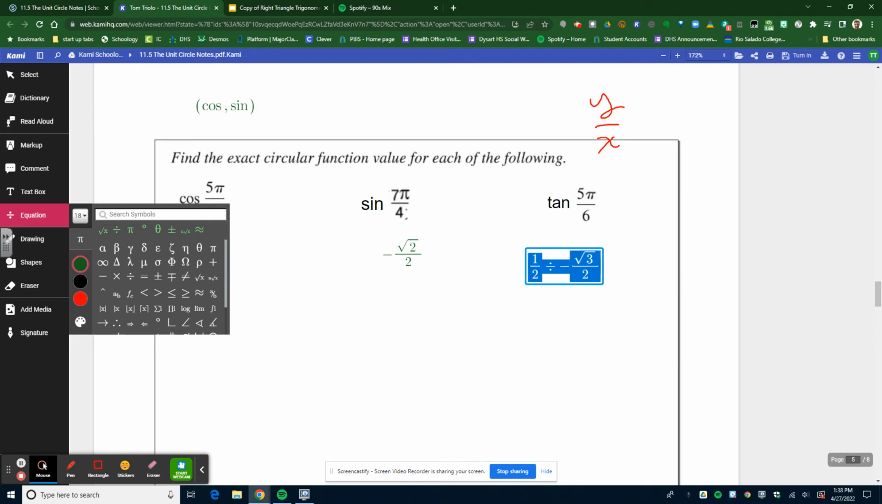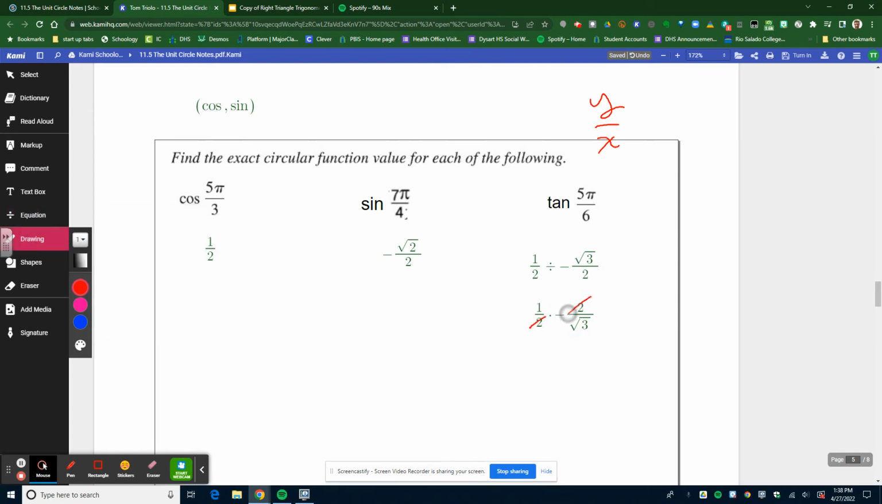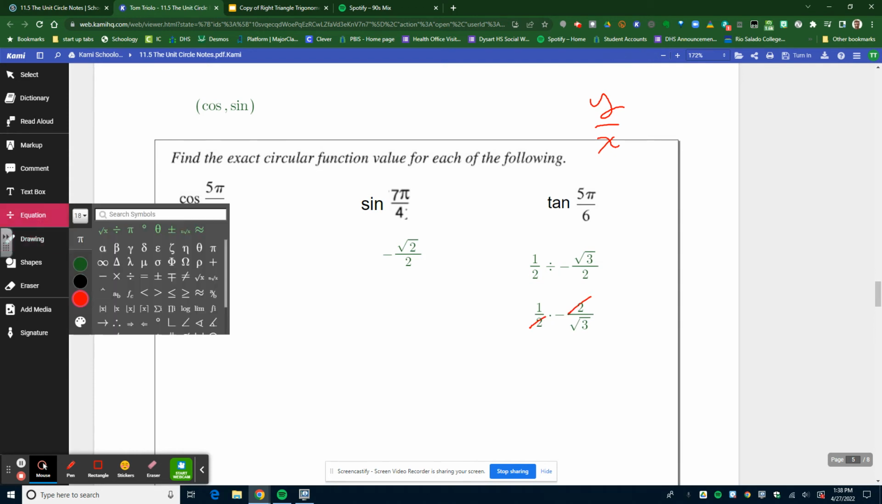Okay, so, ready? Keep, change, flip. So leave the 1/2 and just a multiplication. Move the 2 to the top and the square root of 3 to the bottom. So square root 3 on the bottom and 2 on the top. And what happens with our 2's now? 1 on the top and 1 on the bottom. They will divide out. So my answer here is negative 1 divided by square root 3.